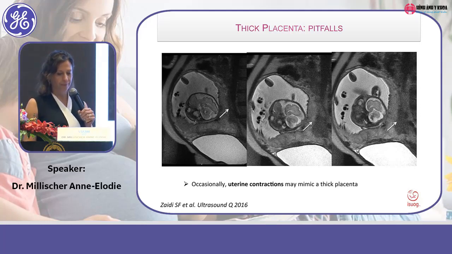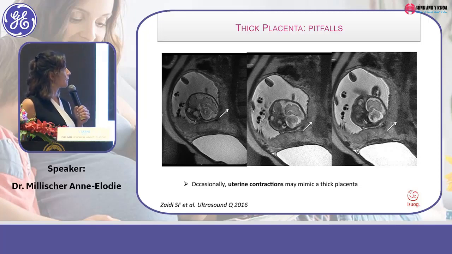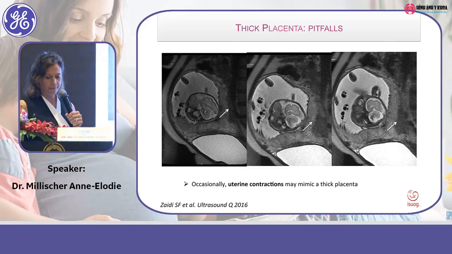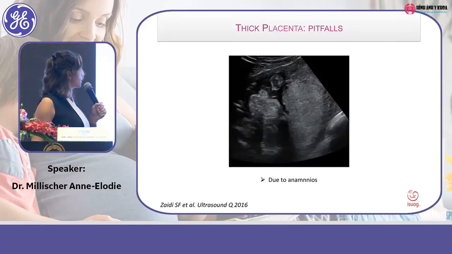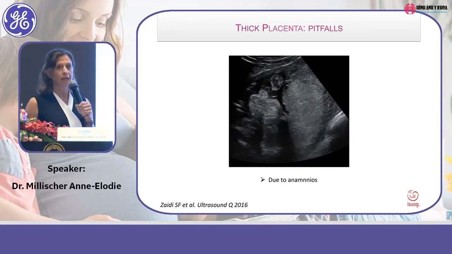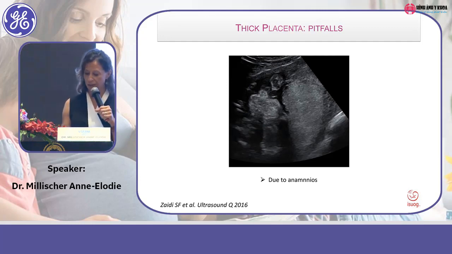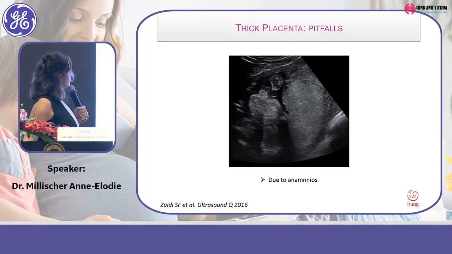Trên MRI đôi khi mình sẽ bị nhầm lẫn đó là một cái bánh nhau dày, nhưng mà đó là do cái cơ tử cung nó co lên, làm cho mình có cảm giác bánh nhau nó bị dày. Sometimes you can have this aspect of thick placenta just due to anamnios, for example, in severe IUGR. Và thỉnh thoảng các bạn thấy cái bánh nhau nó dày như vậy, nhưng mà thật ra bản chất của nó là tại vì nó bị vô ối, đặc biệt là trong những cái trường hợp mà thai chậm tăng trưởng trong tử cung.